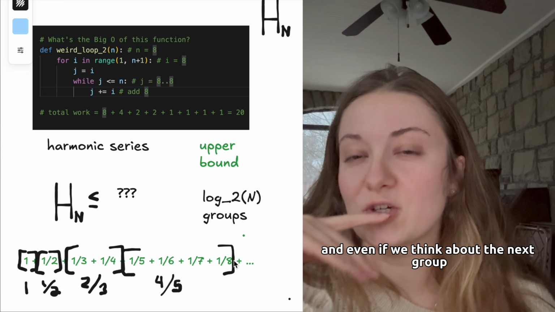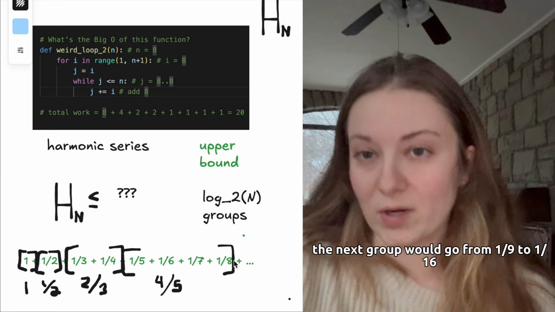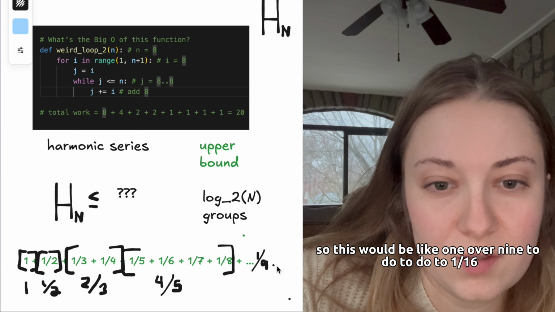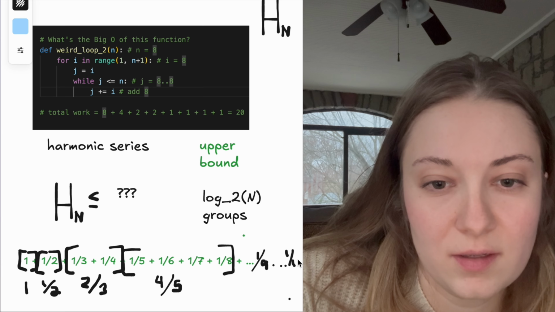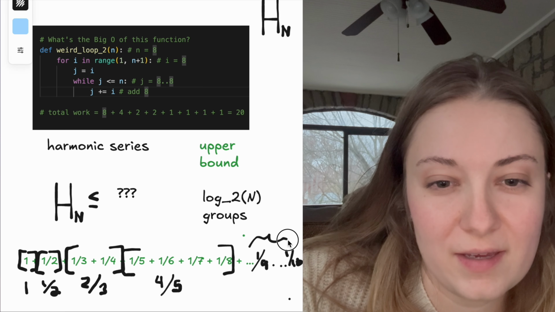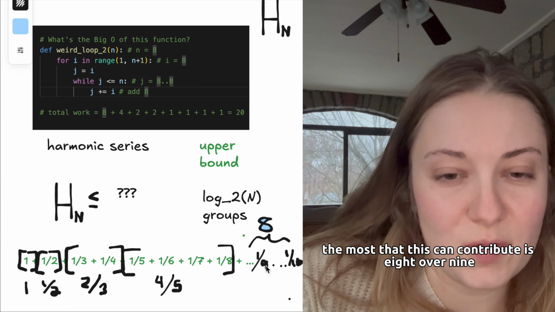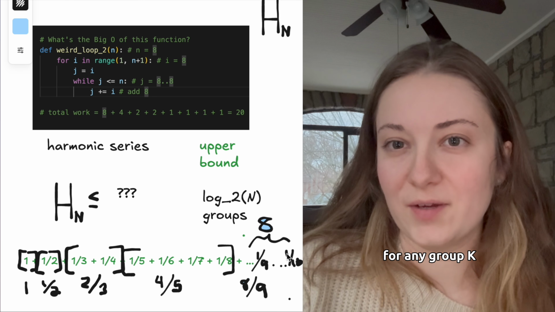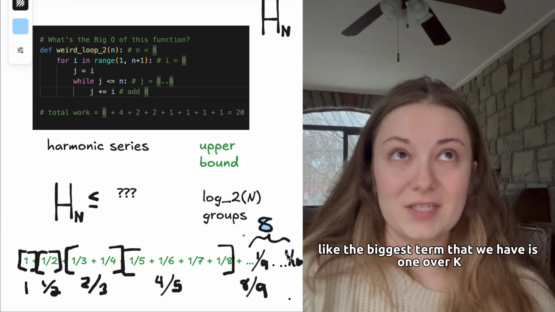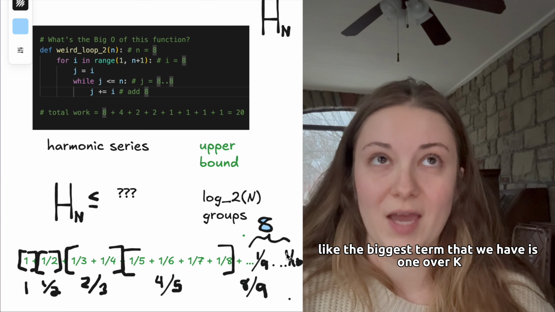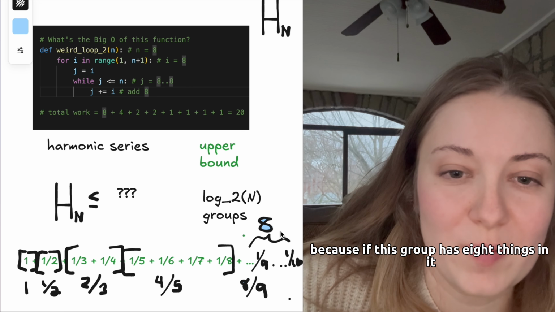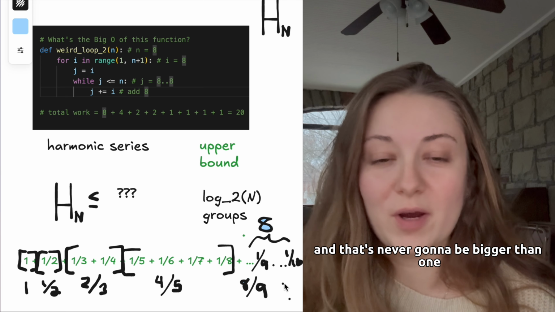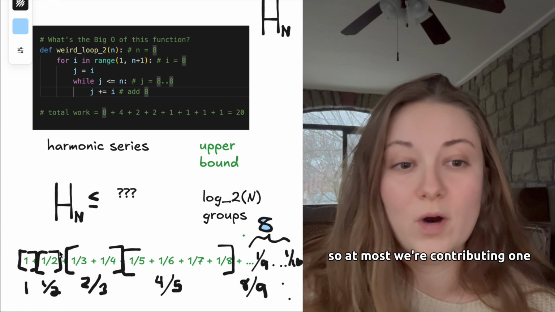And even if we think about the next group, it would go from 1/9 to 1/16, but 1/9 would be the biggest term. And we'd have like 8 terms here. And so the most that this can contribute is 8 over 9. For any group, if we had K terms in a group, the biggest term that we have is like 1 over K plus 1, because if this group has 8 things in it, well, our biggest term is like 1 over 9. And that's never going to be bigger than 1. So at most, we're contributing 1 in any of these groups.